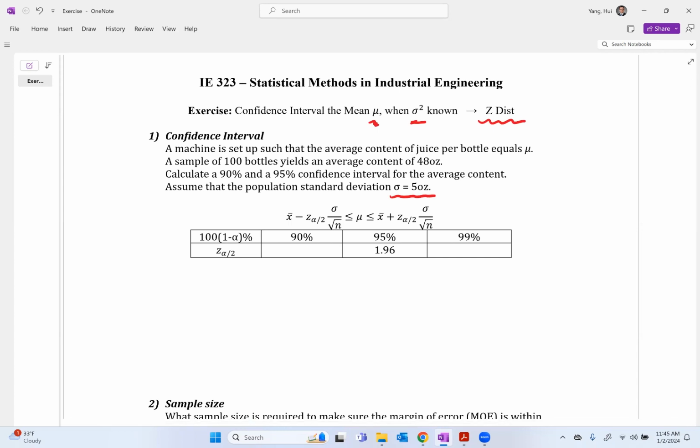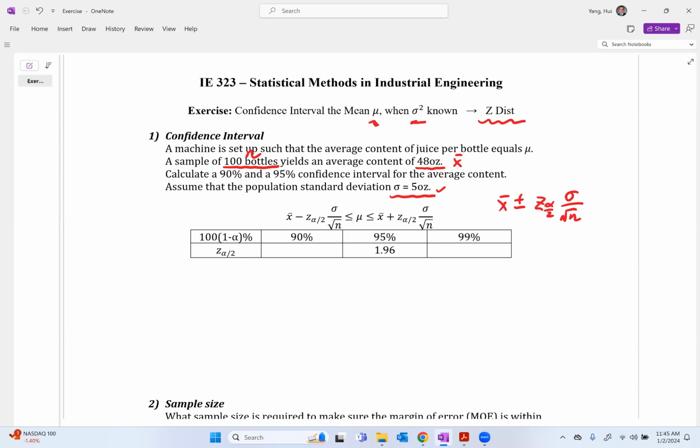In this case, we know this is 100 bottles, the sample size n, and the average content of 48 ounces is the sample mean X bar. We also know the population standard deviation sigma equals 5 ounces. So the confidence interval will be X bar plus minus Z alpha over 2 times sigma over square root of n.